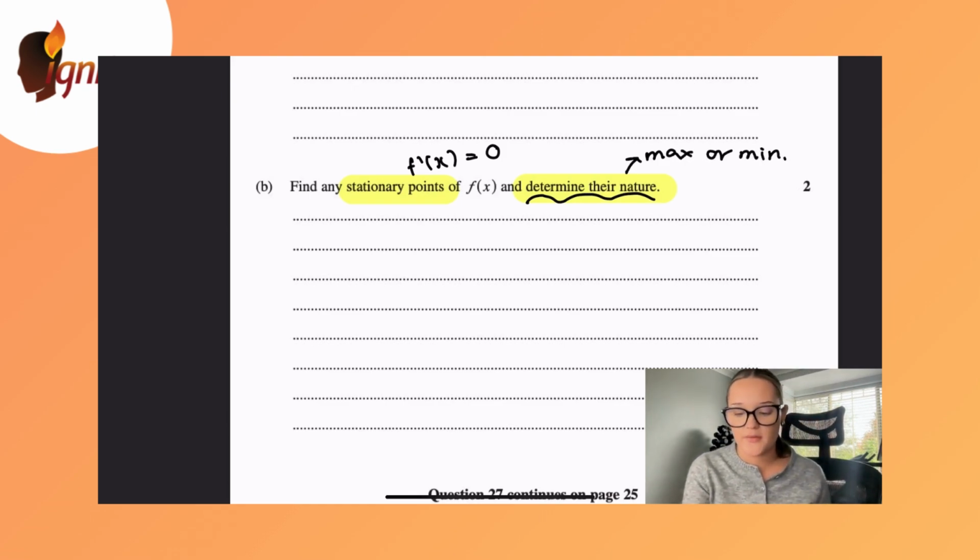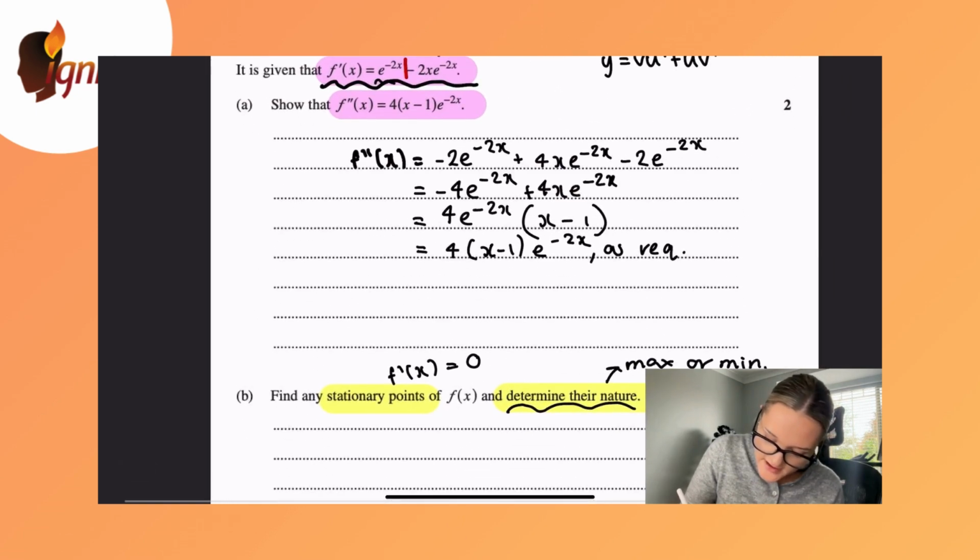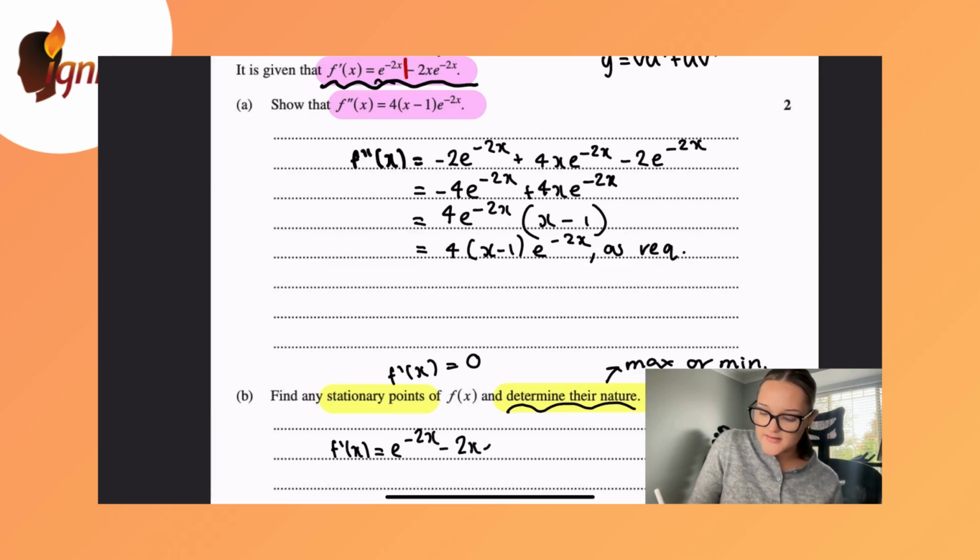Okay, let's go through how we can find this. So first I want to take my first derivative, which is given to me in this question. I have f'(x) = e^(-2x) - 2x e^(-2x), which is equal to 0.